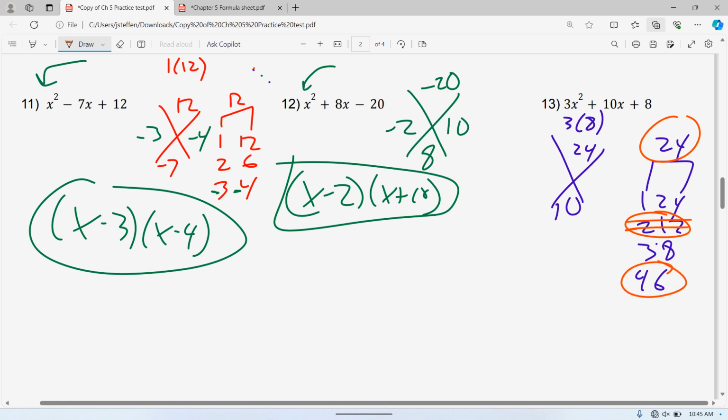4 and 6 is the one you want to use. Again, those both multiply to be 24, and they both add up to be positive 10. So x plus 4 and x plus 6.